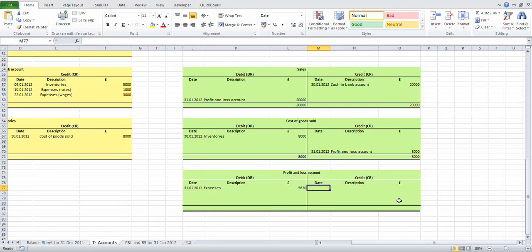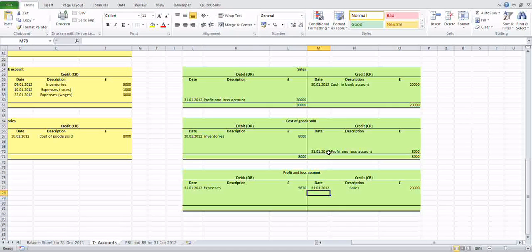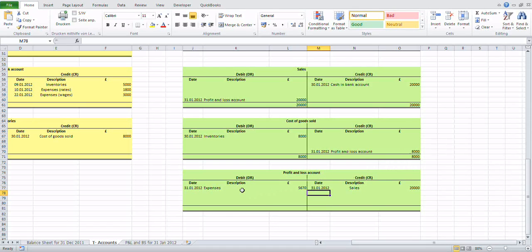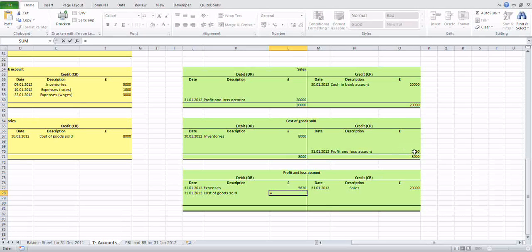We have debited the sales account right here. We need to credit the profit and loss account, 31st of January 2012. These come from the sales, and we refer to that exact value right here, 20,000. How about the cost of goods sold? They have been credited here, 8,000 going to the profit and loss account, 31st of January 2012, cost of goods sold, and we refer to the 8,000.